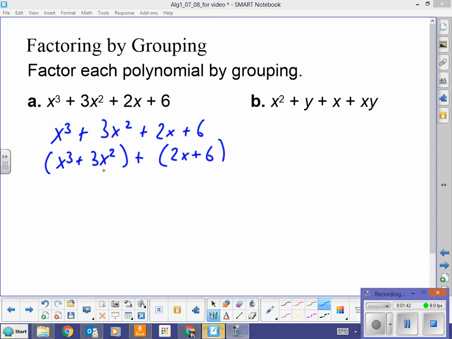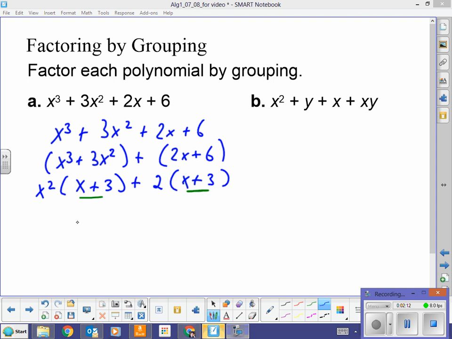Okay, so now I'm going to factor out a common factor here. So my common factor for the first binomial is x squared. So I can think of this first side as x squared times the quantity x plus 3. For the second binomial, I can think of the GCF here as 2. And that leaves x plus 3 again. Okay, so you see what we have here. I have a common factor now of x plus 3.